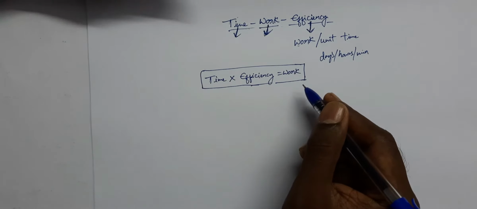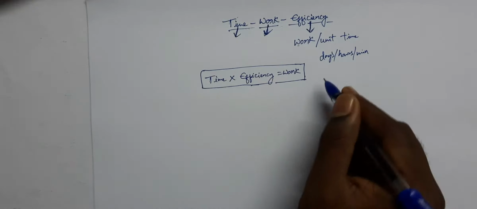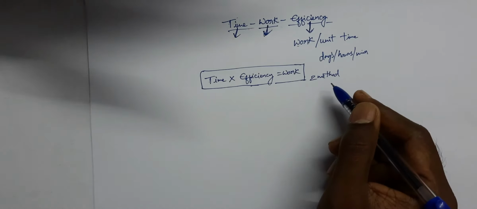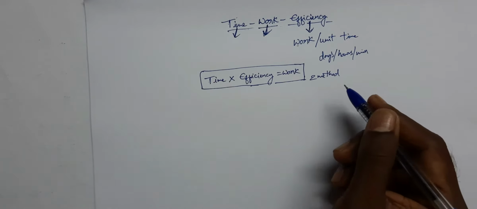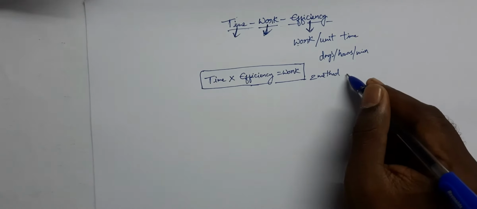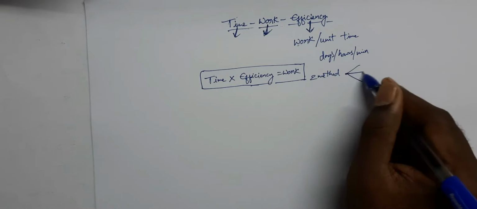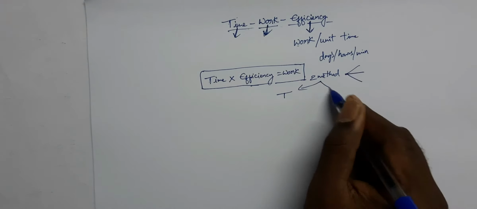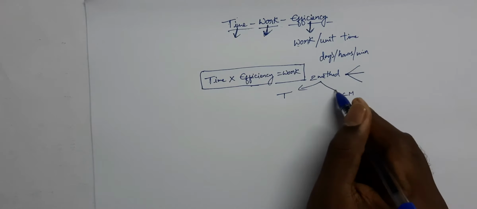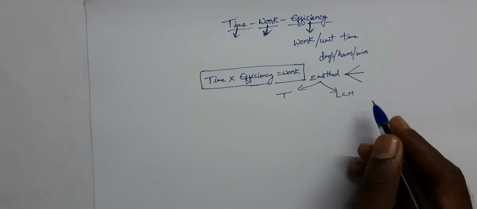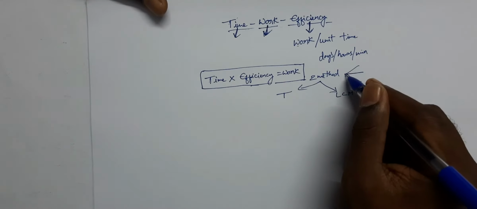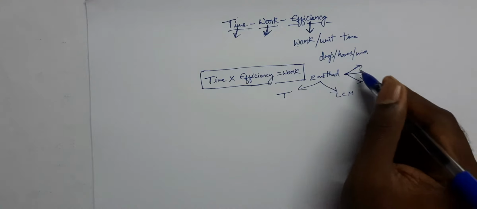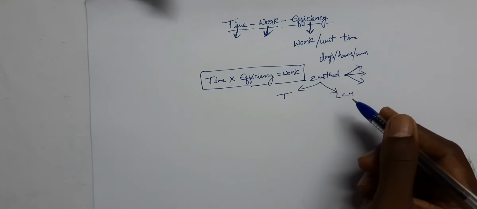There are two methods to solve each and every problem in this chapter, and each method contains three steps. These two methods are the traditional method and the LCM method, which we used to call the shortcut method. The steps are the same for the two methods.